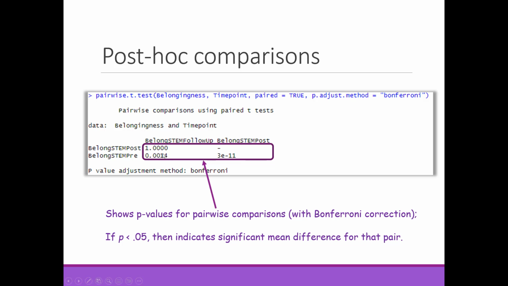You might have said over here, and you would be right. And so that would be the pairwise comparison between belong stem pre, so pre-test, and follow-up right here, as well as belong stem pre and post-test. And so pre-test and post-test are also different from one another, but not the other pairwise comparison. The post-test and the follow-up were not significantly different from each other, very large p-value. And so basically the pre-test differed significantly from both of the other time points.